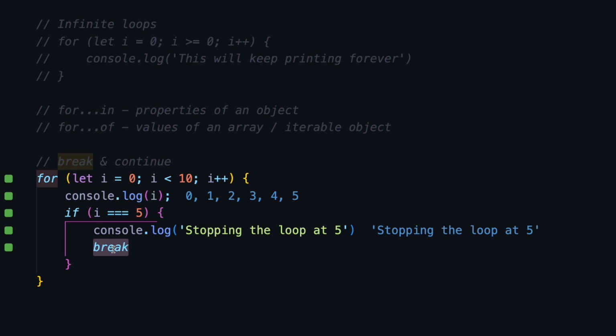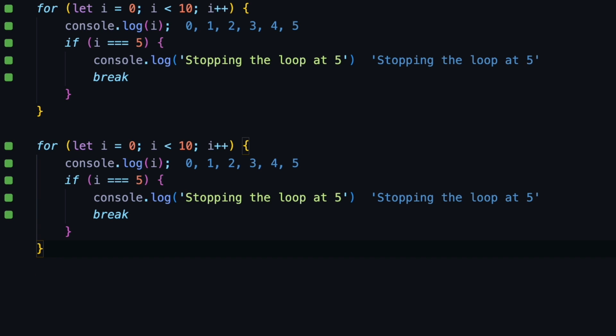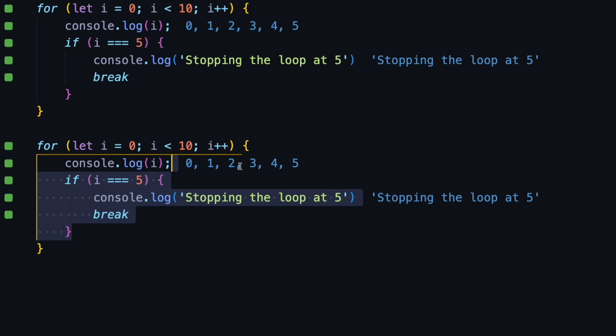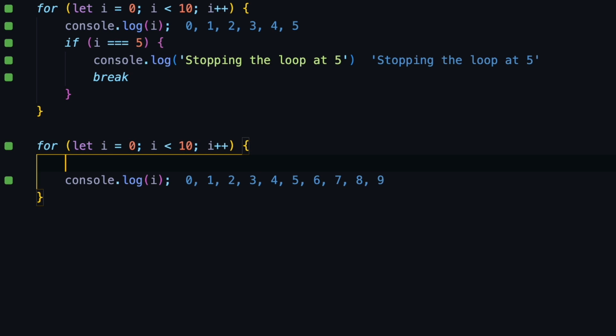Now let's see how we can use the continue statement in a for loop. Let's say this time we want to only log the even numbers on the screen, meaning 0, 2, 4 and so on. And for that, let's get rid of this condition here. We can add another condition and check if this number is odd by doing i % 2 and this should not equal 0. This basically means we are dividing the number by 2.